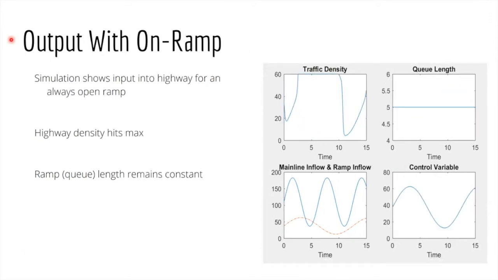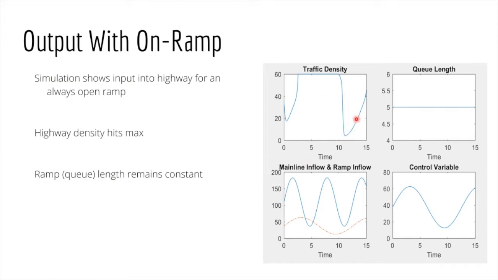Output with on-ramp. This simulation shows various variable outputs when there is vehicle input into the highway via a ramp. As seen in the graph, the mainline traffic density hits the max density within a matter of minutes, and consistently maintains that max density till traffic decreases before rising again. This is caused by an instant mainline jam from the vehicles entering from the ramp.